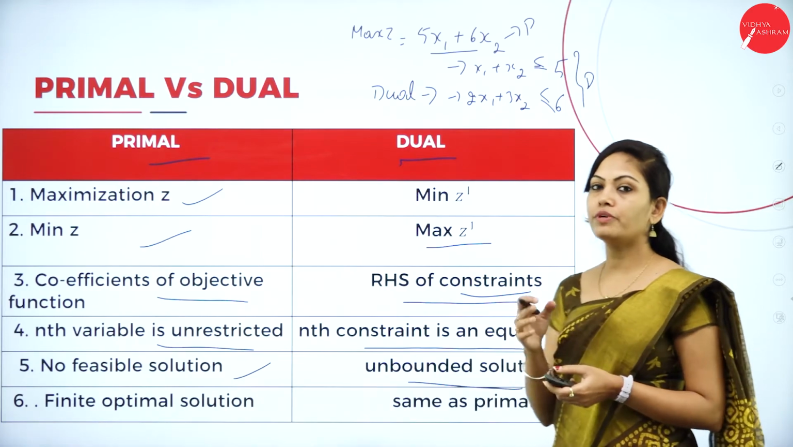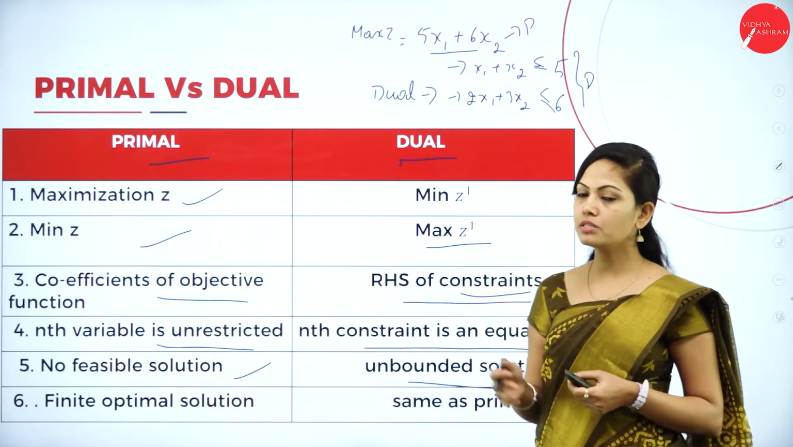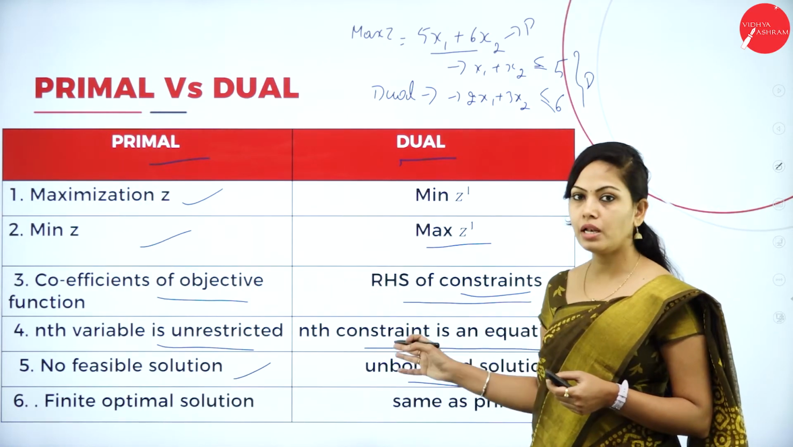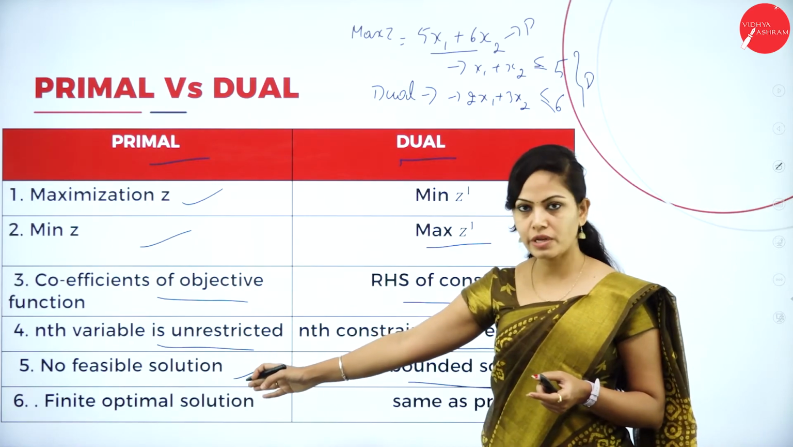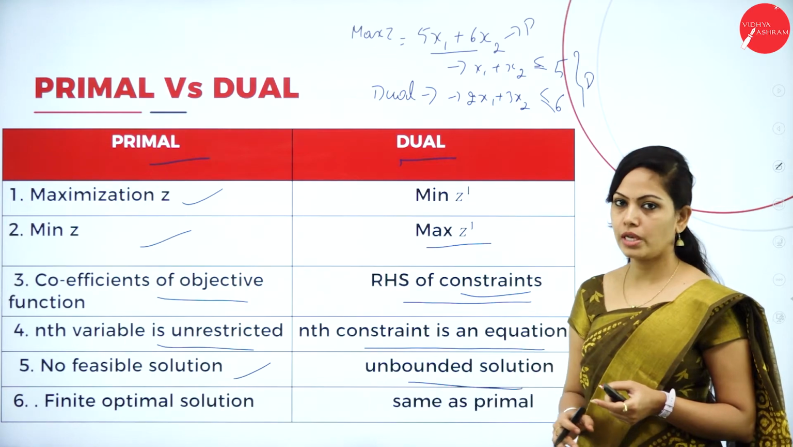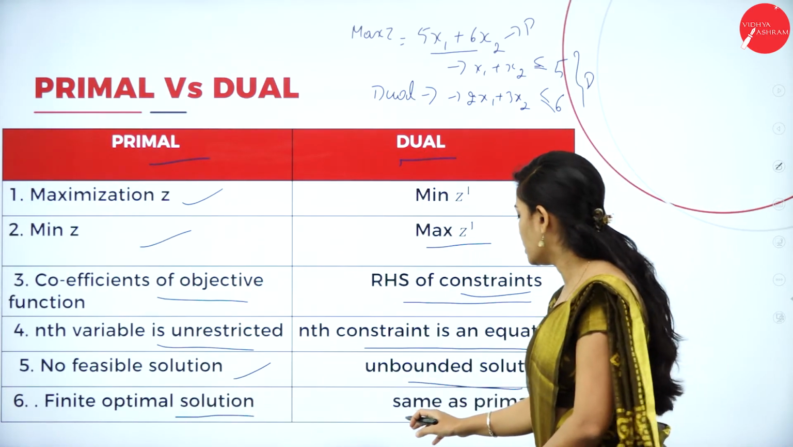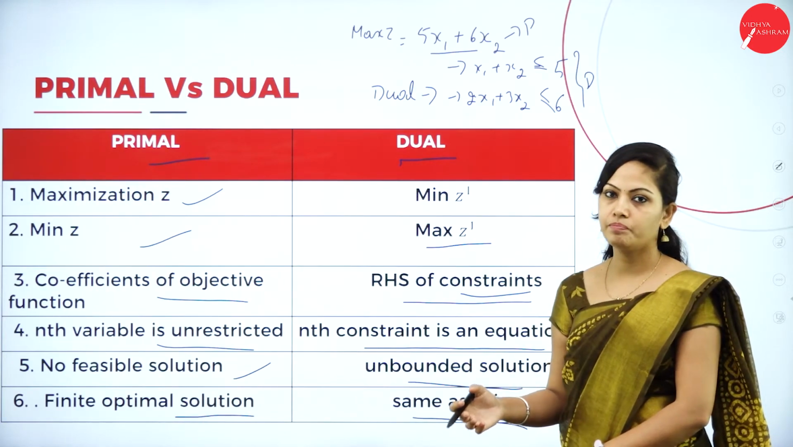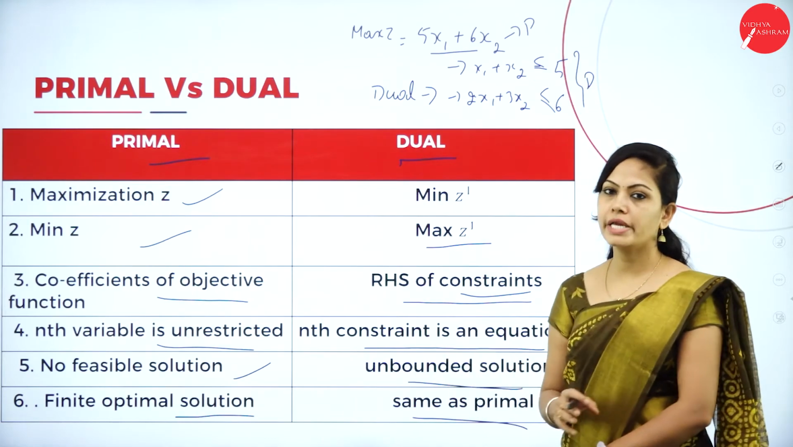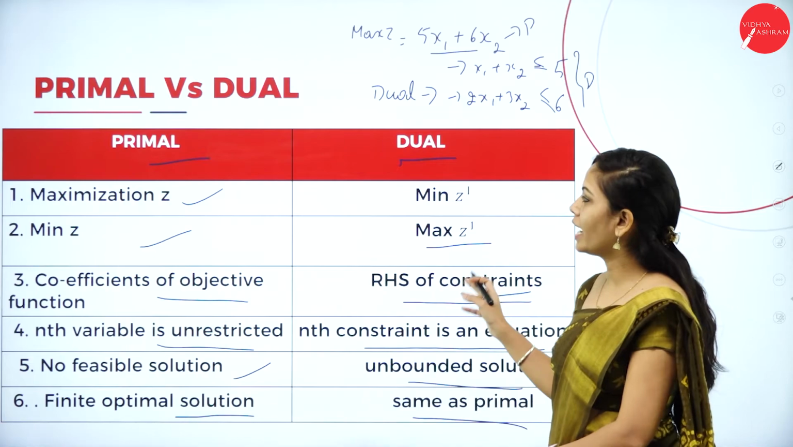After converting from primal to dual, you can go for the graphical method or simplex method. After converting, if the primal has no feasible solution, you will usually get an unbounded solution in the dual. And for a finite optimal solution, if the primal has a finite optimal solution, in the dual also you will get the same optimal solution. So this is about your primal and dual.